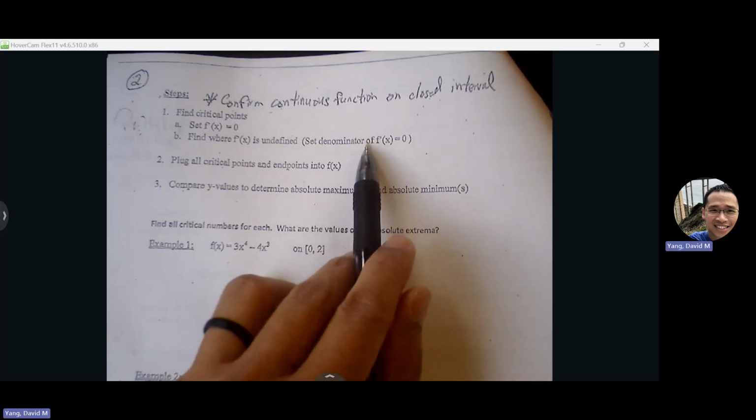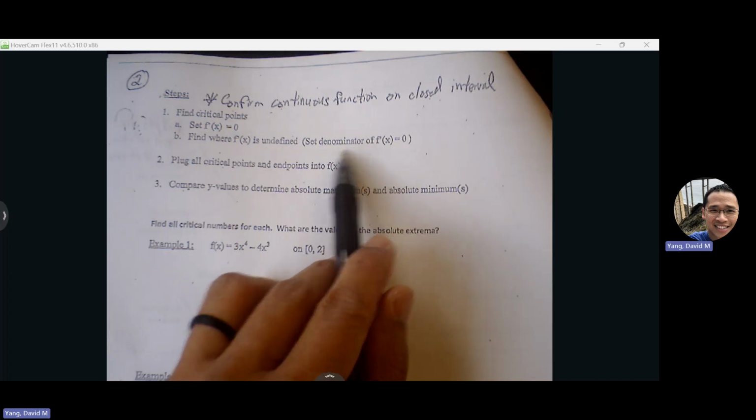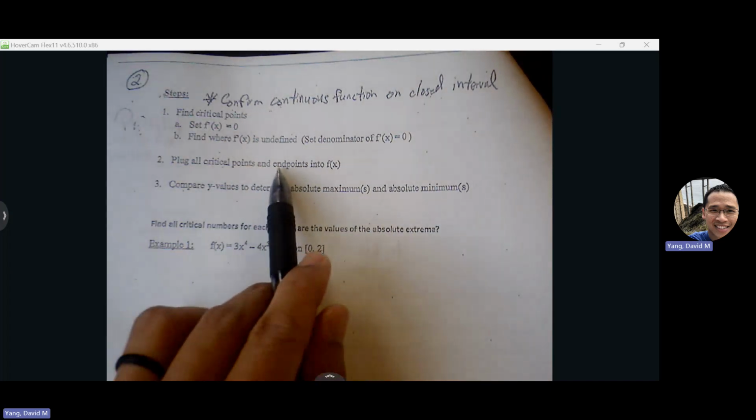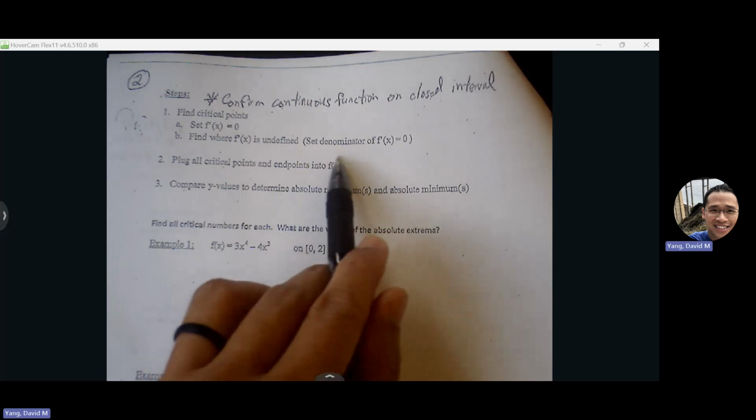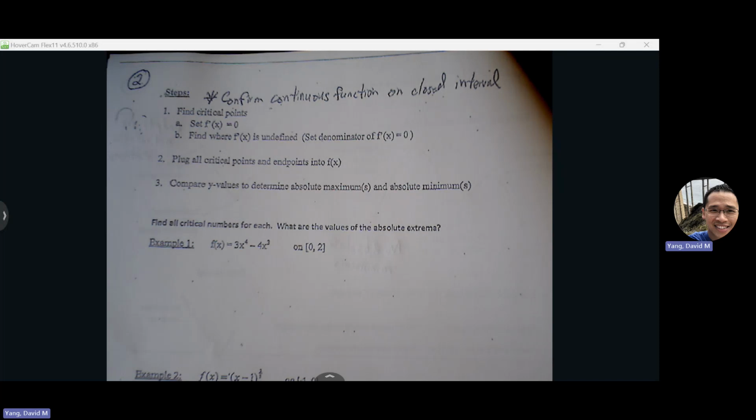And then we take those critical points that we find from f prime, and we insert them and the endpoints back into the original function, and we simply compare the y values. The highest y value would be the absolute maximum on that graph. The lowest y value would be the absolute minimum on that graph.